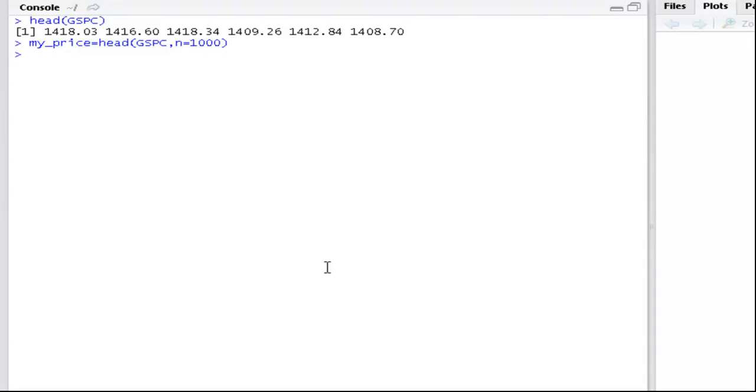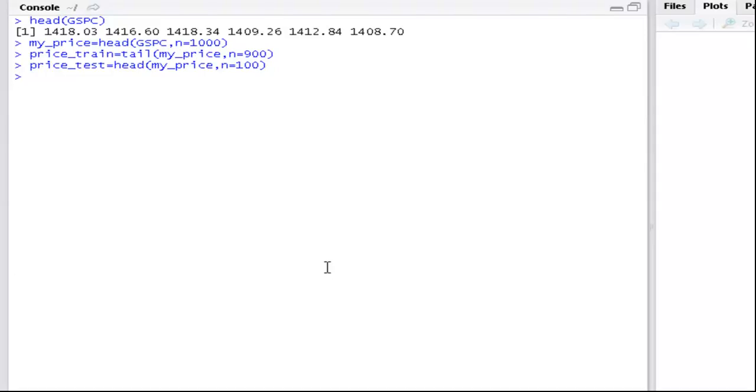So then what I'm going to do is put 900 days worth of data into price train, and then 100 days worth of data into price test. Note that I use tail to get the 900 days.